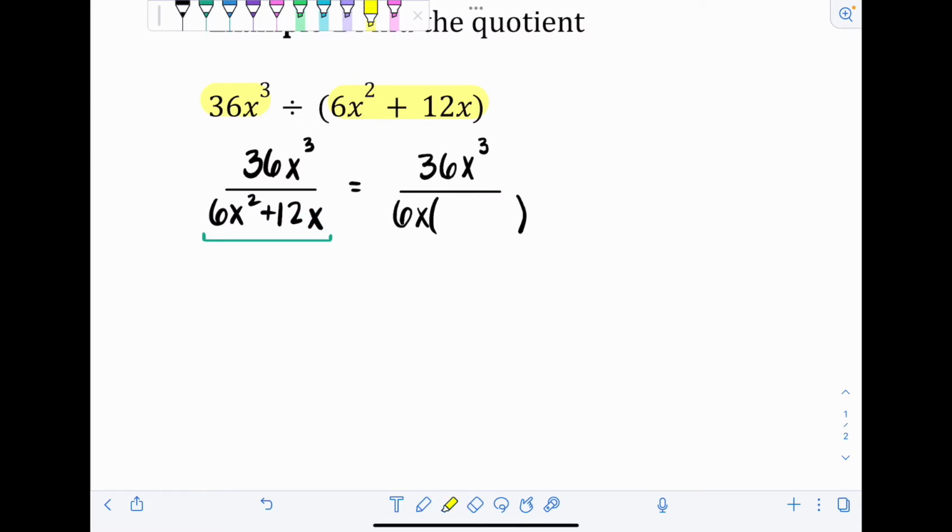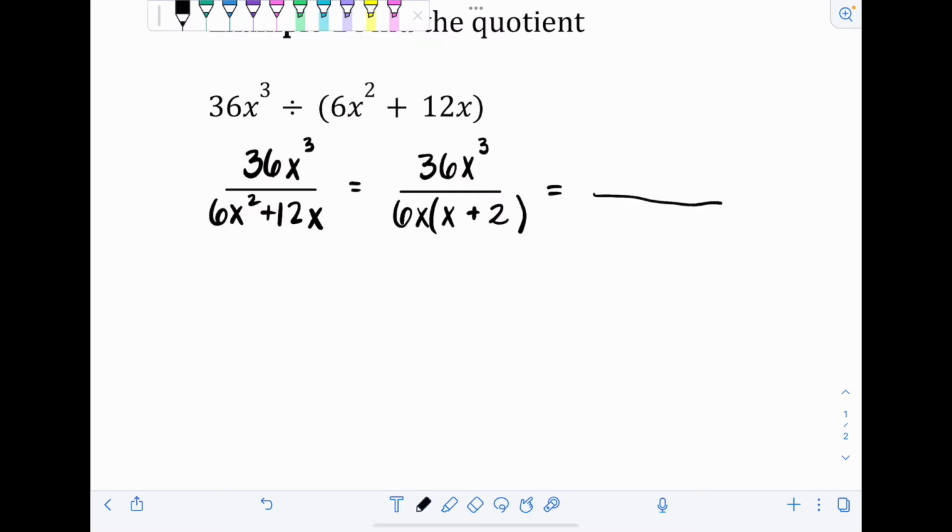If I do 6x squared divided by 6x, that would leave me with just a 1x, and of course, I don't have to write the 1. And 12x divided by the 6x would leave me with just positive 2. The x's would cancel out. Okay, so now the denominator is factored completely. There's really nothing else for me to do. The x plus 2 can't be factored any further. So it's factored fully. Now we can begin to look for common factors so we can actually reduce this fraction.